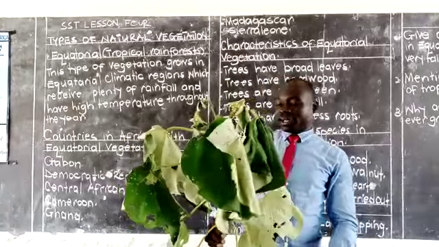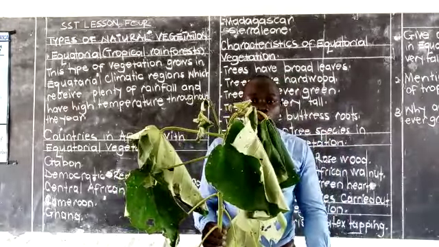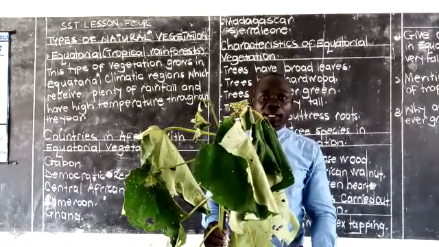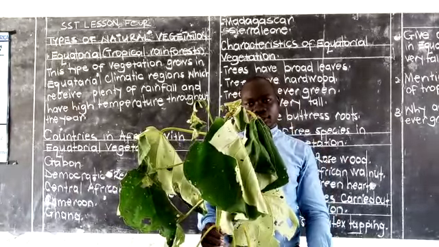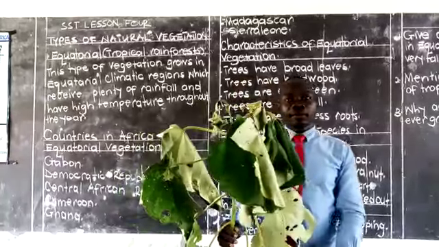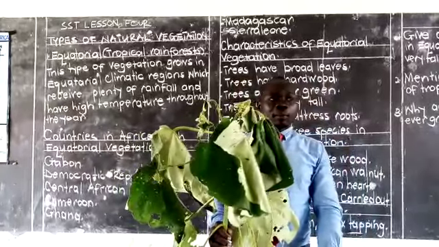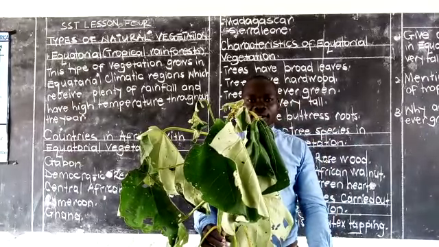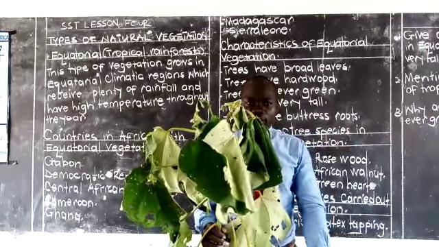And why are they evergreen? They shed their leaves at different times. So they will ask a question: why are trees in a tropical rainforest evergreen? Meaning that they shed their leaves at different times.